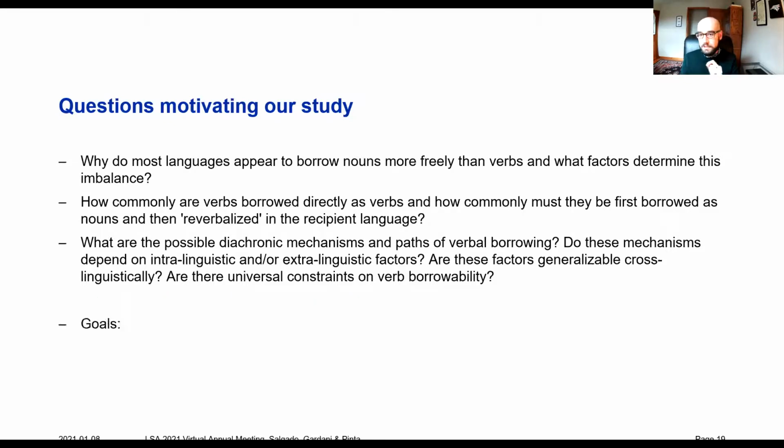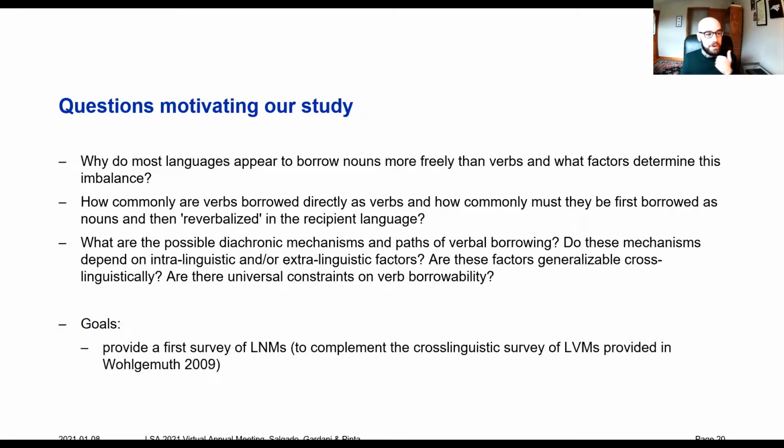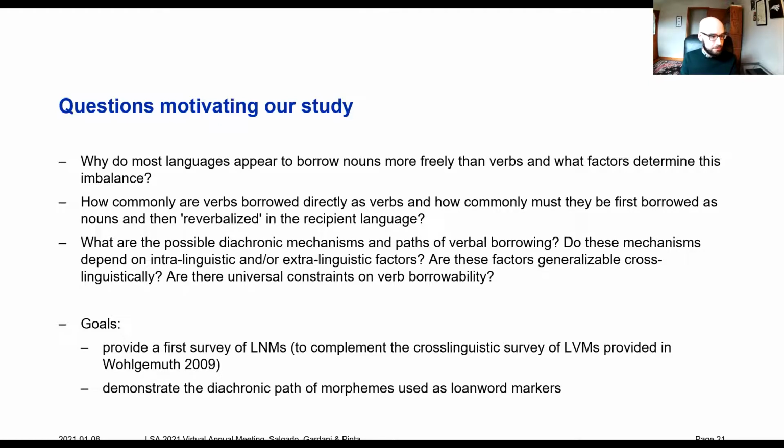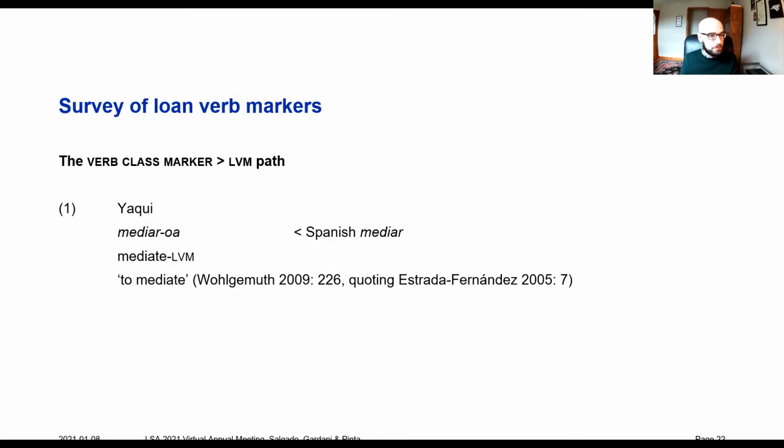What we specifically want to do today, the two goals, is provide a first survey of loan noun markers to complement the cross-linguistic survey given by Vogelmuth in 2009. And we'll see that there's not a whole lot to that first survey because this is such a rare phenomenon, but that will be what Hugo will be talking about here soon. And we also want to demonstrate the diachronic path of morphemes used as loanword markers, both in verbs and nouns. So talk a little bit about the diachrony of these things.